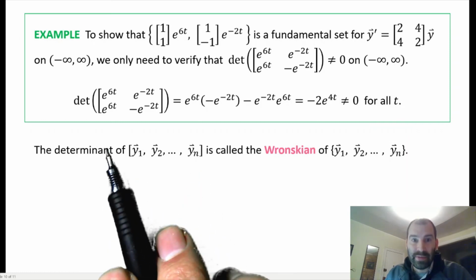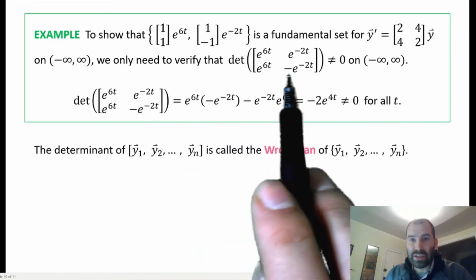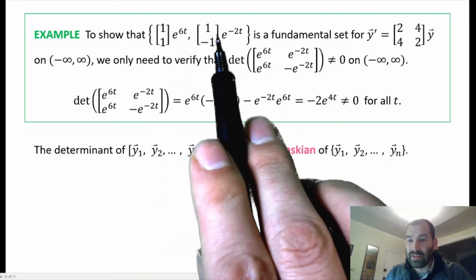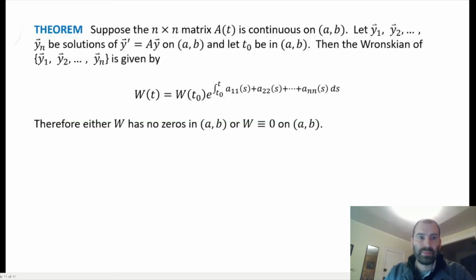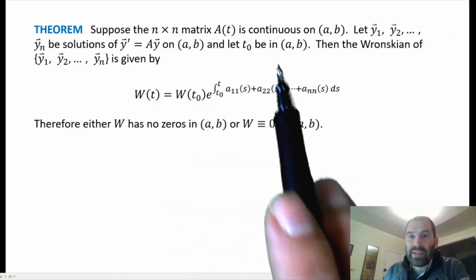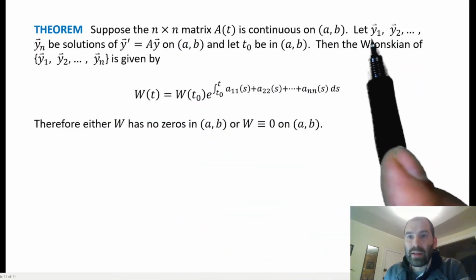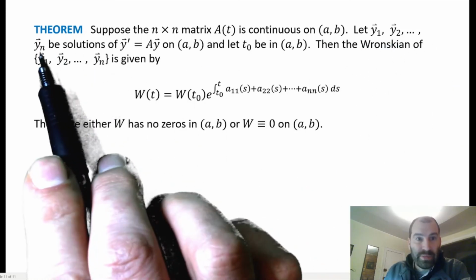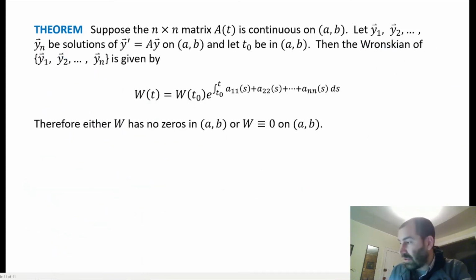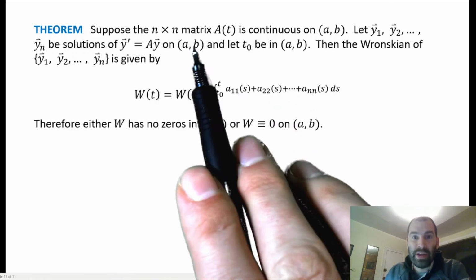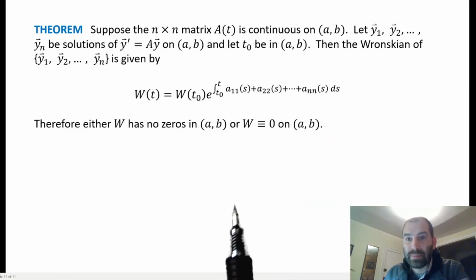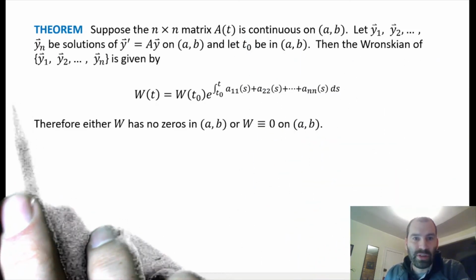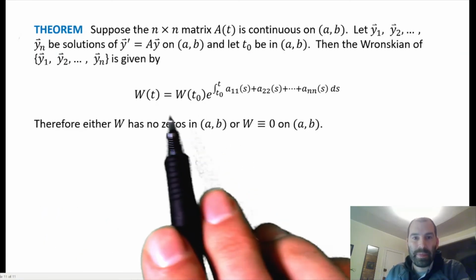The determinant of this matrix that we made out of our vectors is called the Wronskian. The Wronskian. So here's a theorem. Suppose the n by n matrix A is continuous on an interval. Let these vectors be solutions of the differential equation on the interval. And let t0 be any number in that interval. Then the Wronskian of those solutions is given by this.